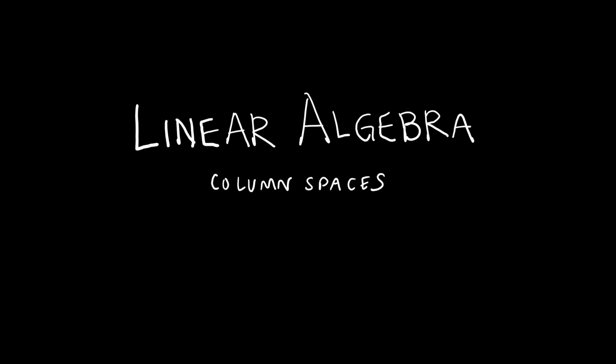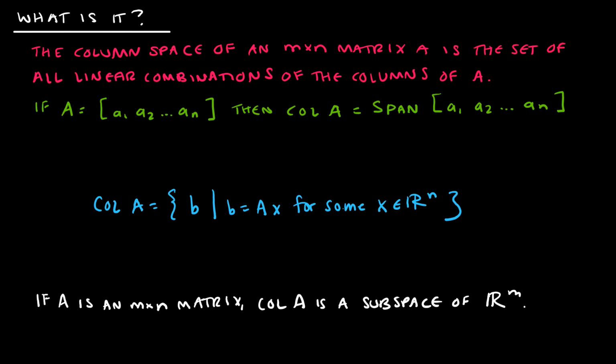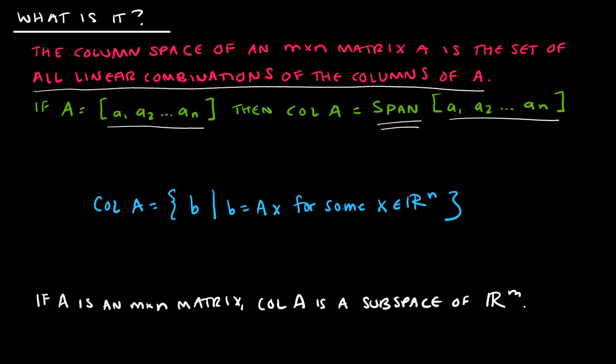We've just learned about null spaces, and now we're going to take a look at column spaces. What is a column space? Well, it is the set of all linear combinations of the columns of matrix A. So keep in mind, matrix A is comprised of vectors, and the column space of A is the span of those vectors. All linear combinations of the columns of A should look real familiar, because we've talked about that before, and that just means it's the span of those columns.